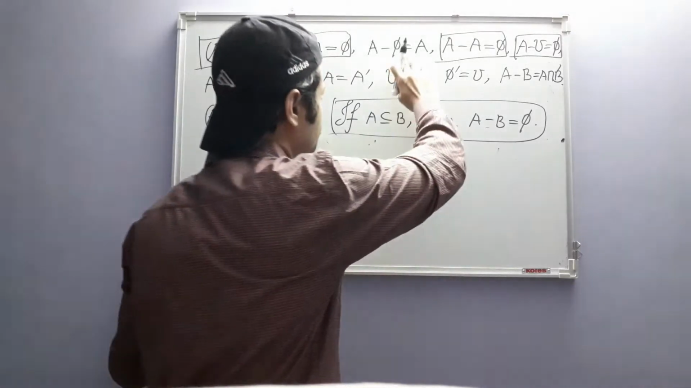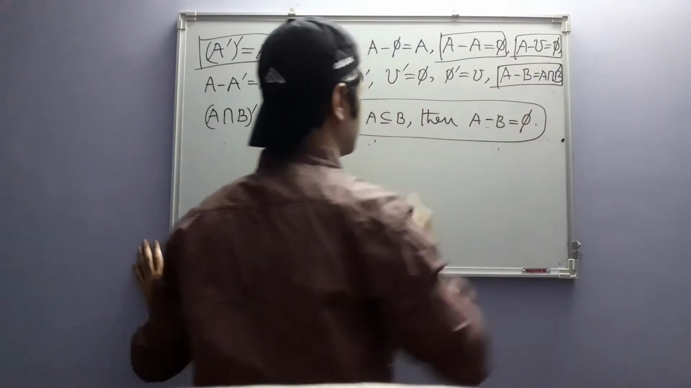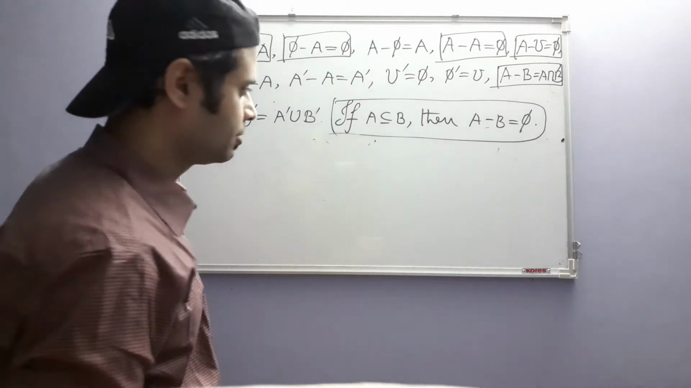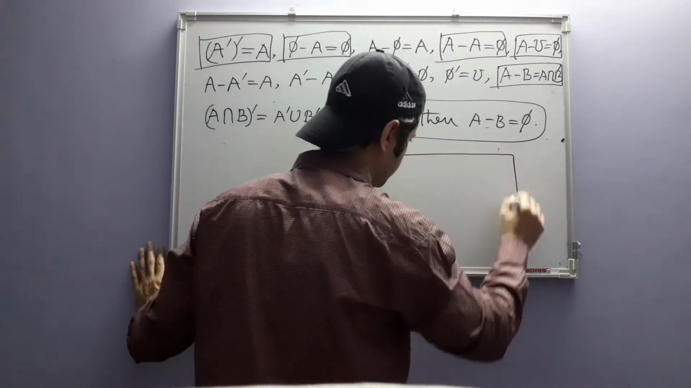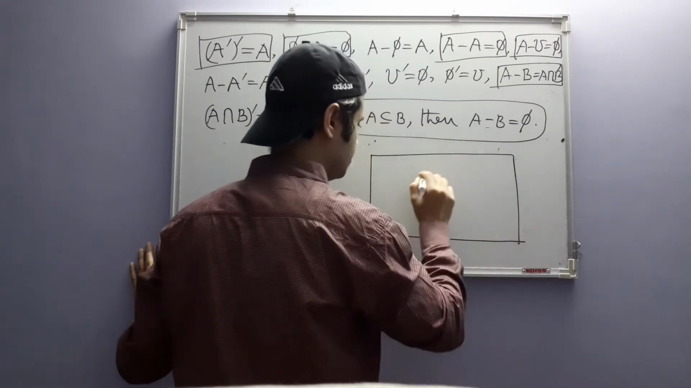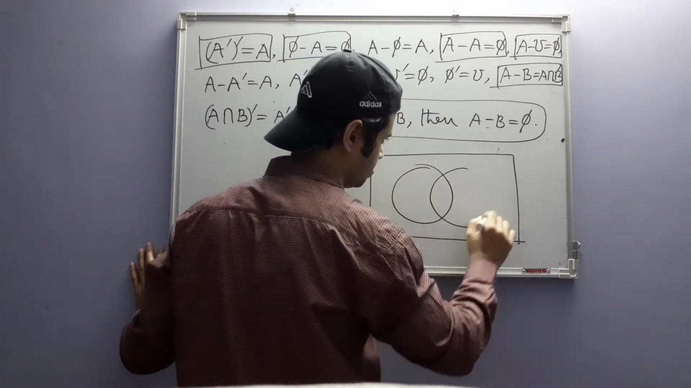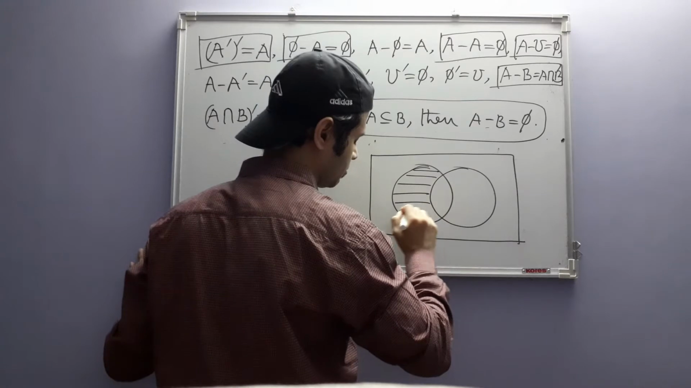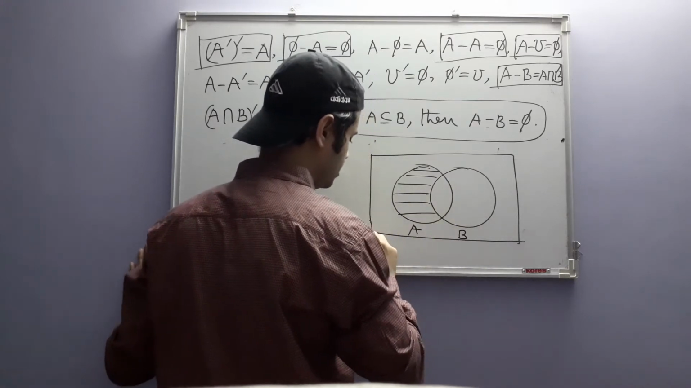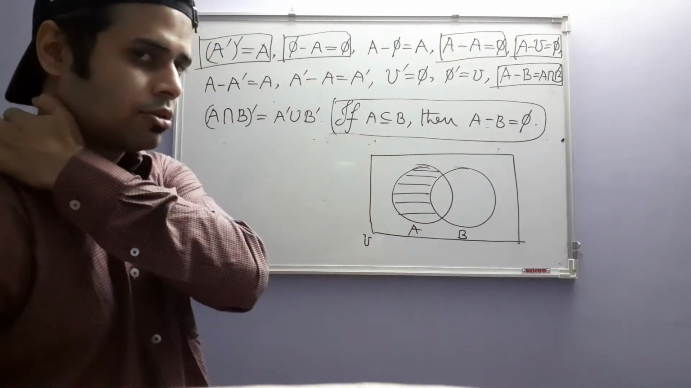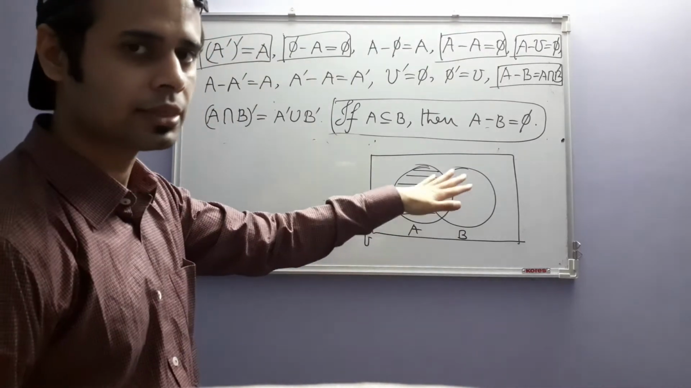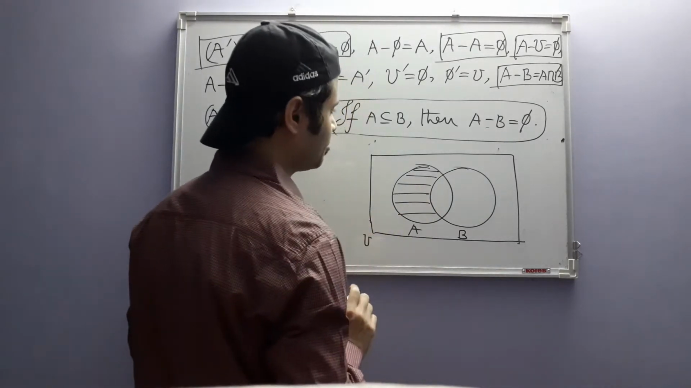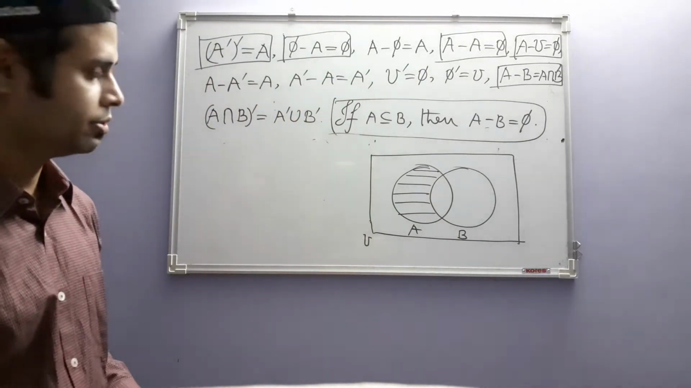Before proving this, let me prove this one: A minus B is equal to A intersection B complement. You can see it in a Venn diagram. This is A, this is B. You already know this portion is A minus B. The rectangle is always U, which contains all the elements in discussion and all the sets as subsets. Now what is A intersection B complement?